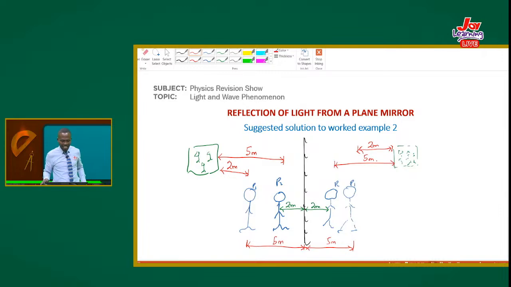So now the question is asking us to find the distance from here. Watch this, that's where our turning point is. Now the distance between the image seen and the student. The student is now here and the image is now there.